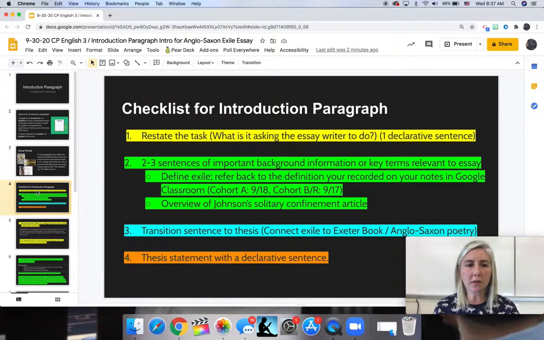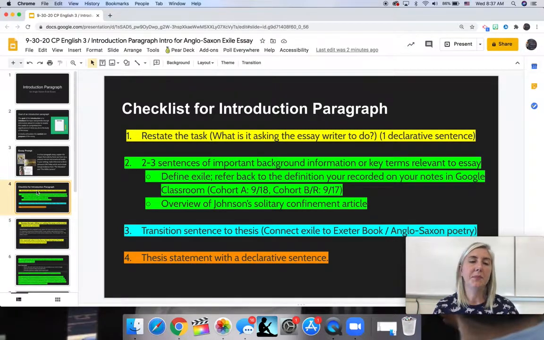So I kind of want to walk through the suggested checklist for this essay's introduction paragraph. And then what I'm going to do is elaborate and let you see in real time how I can fill in and meet those different requirements on the checklist as it relates to this specific essay prompt.